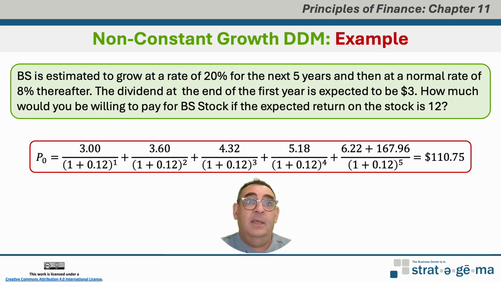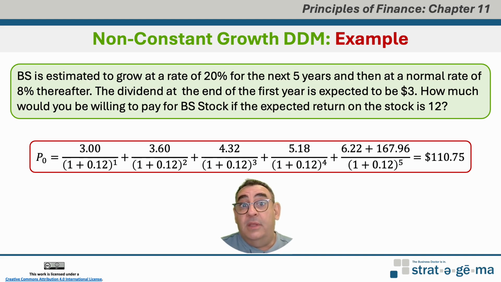Using the formula that we just saw, here's how we would calculate P0. 3 divided by (1 plus 0.12) to the power of 1, 3.60 over 1.12 squared, etc. So we have D1, D2, D3, D4, 6.22 is DH, or D5, and the 167.96 is PH, the horizon. These are all individual lump sum calculations. So it's a lot of work to do that: 110.75.